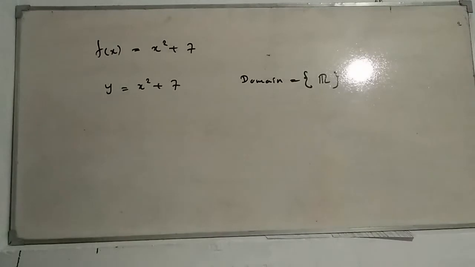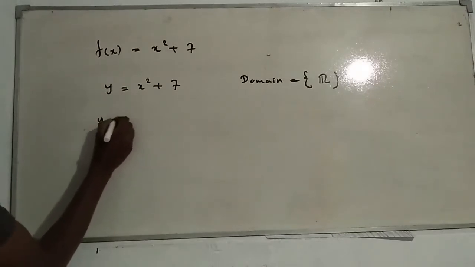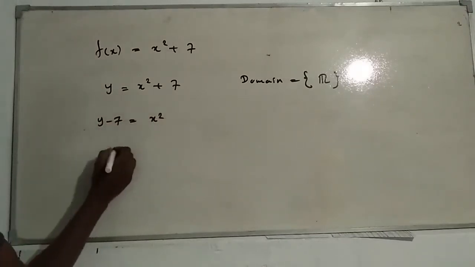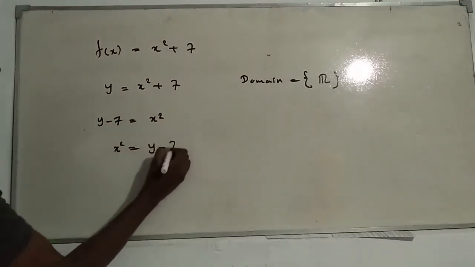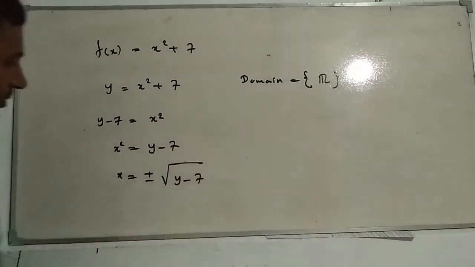Now we find the range of this function. For that you have to isolate x. I do that like this. y minus 7 is x squared. Then x squared equals y minus 7. x equals plus or minus root of y minus 7. We can isolate x like that.